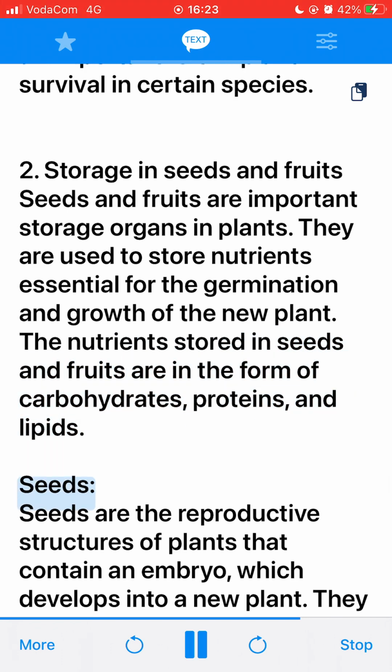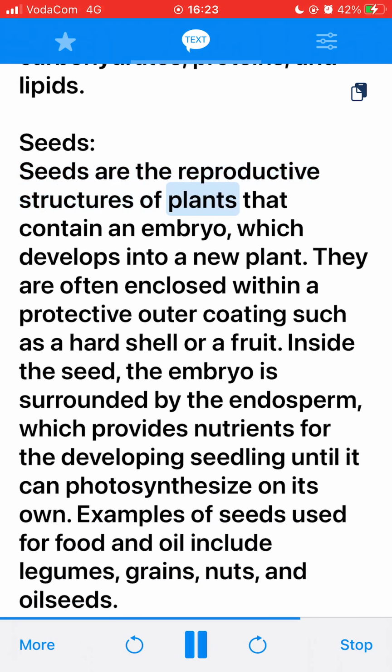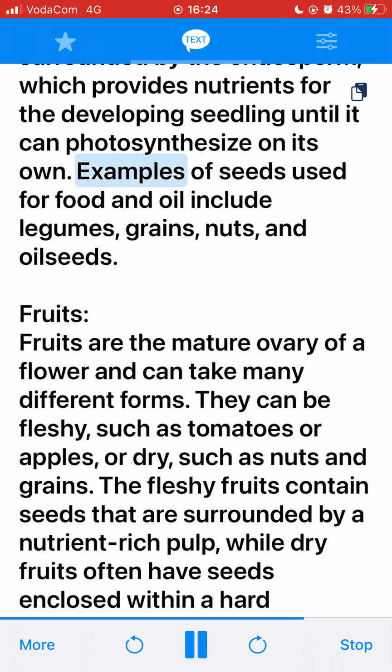Seeds. Seeds are the reproductive structures of plants that contain an embryo, which develops into a new plant. They are often enclosed within a protective outer coating such as a hard shell or a fruit. Inside the seed, the embryo is surrounded by the endosperm, which provides nutrients for the developing seedling until it can photosynthesize on its own. Examples of seeds used for food and oil include legumes, grains, nuts, and oilseeds.